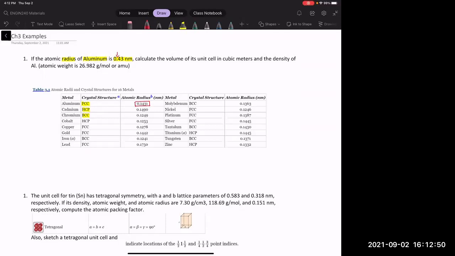So the radius of aluminum is 0.143 nanometer, and we want to calculate the volume of this unit cell. Also, we want to calculate the density of the aluminum. They give you the atomic weight, which you can find from the periodic table. This gram per mole is also known as the AMU, atomic mass unit, which is 1/12 of carbon-12.